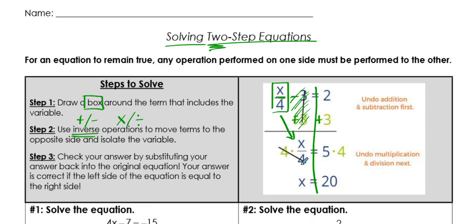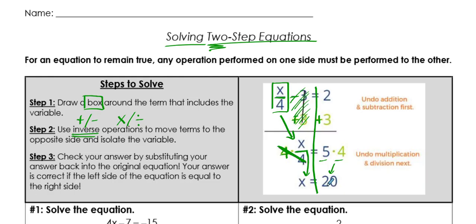Now we have x divided by 4. So to cancel out this division, we're doing the opposite of dividing by 4. We're going to multiply by 4. If we do it on that side, we have to also do it on this side. So we do 5 times 4 to give us 20 as our final answer. These canceled out. The only thing left there is just that x. So the x comes down, and then we multiply on that side to get our final answer of 20.